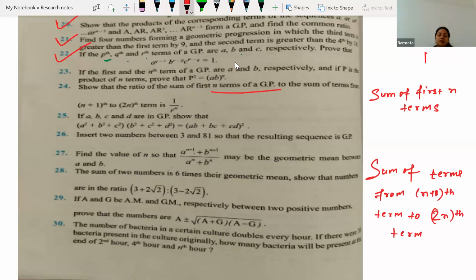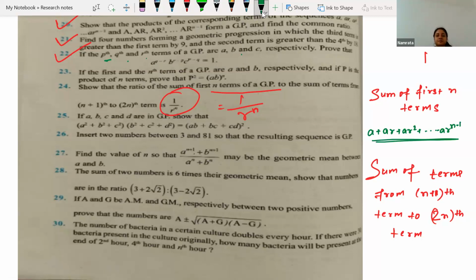That ratio is 1 by r to the power n. Okay, this is what we have to prove. Show that the ratio of the sum of first n terms to the sum of terms from n plus 1 to 2n terms will be 1 by r to the power n. That's what we have to prove. All right. So what is the formula for the sum of n terms? Can we write the sum of n terms as a plus ar plus ar square plus dot dot dot ar to the power n minus 1? That is the sum of n terms.